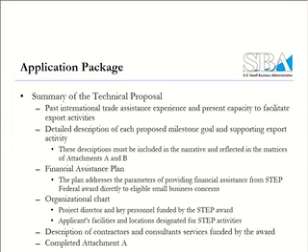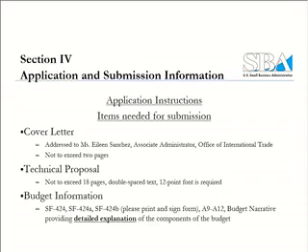However, you are still allowed to use your own format if you so choose, as long as you include all the required elements. The proposal also requires the applicant's financial assistance plan and organizational chart, a description of contractor and consultant services funded by the award, and a completed Attachment A. And now Shaditra will give you more information about Section 4.